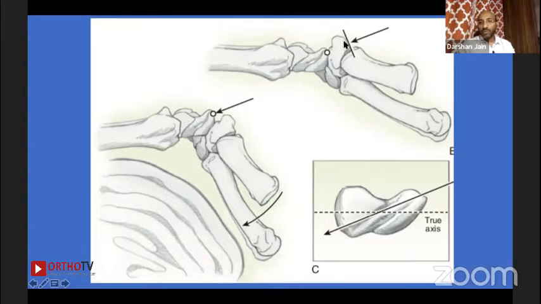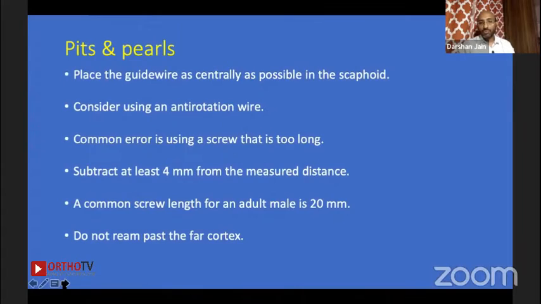That would be the ideal starting point, because, as I was telling, if you keep it straight, this tuberosity comes in the way. So you have to make a mini open incision here and then try to pass this. This is the true axis, and this is the trajectory along which we generally pass the scaphoid screws.